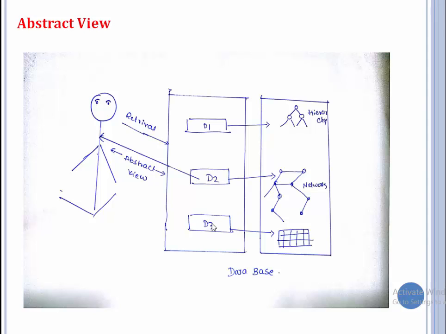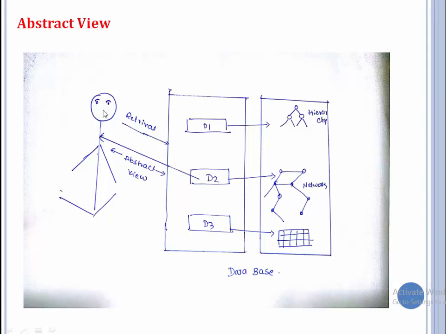Abstraction is very necessary because designers may use complex data structures to represent the data in the database. Since many database system users are not computer trained, the developers hide the complexity from the users through several levels of abstraction. By using that abstraction, a programmer or developer hides the complexity from the users.